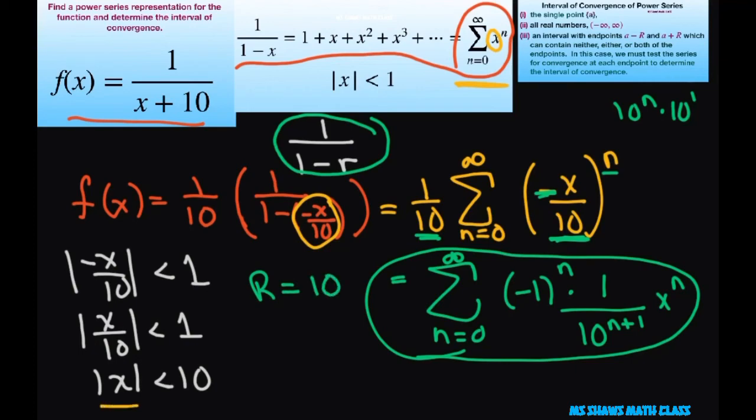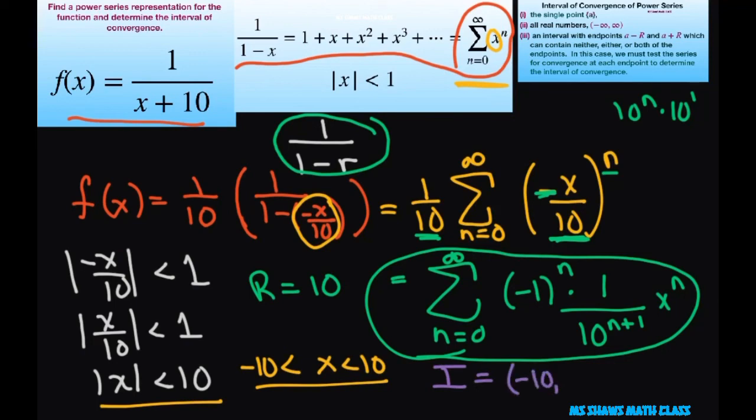Therefore, your interval of convergence is x is in between negative 10 and 10. That's your interval of convergence. The more convenient way to write this is negative 10 to 10.